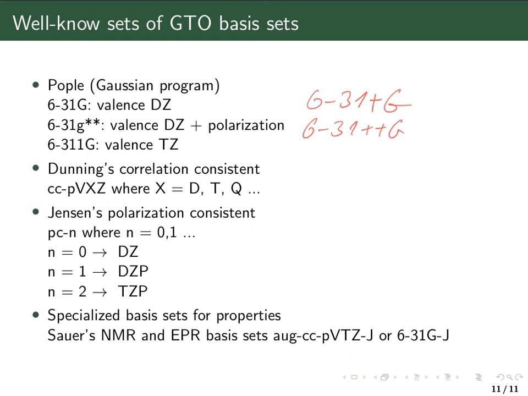And for quadruple zeta, it goes even further. So the higher you go with respect to how many functions you use for describing the valence functions, in each step you also get one polarization function with one higher angular momentum included.